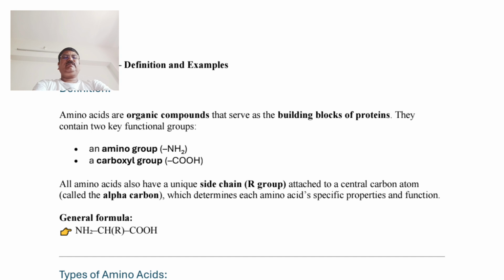So amino acids are defined as organic compounds which serve as important building blocks of proteins, containing an amino group, that is NH2, a carboxylic acid group, that is COOH group, and a unique side chain represented by R group, which is different in different types of amino acids.